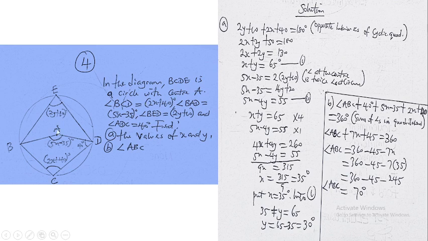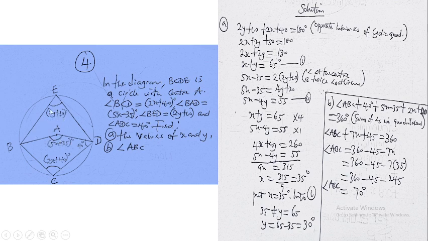Let's go back to the question so that we can find another equation. You also agree that there's a relationship between angle BAD and angle BED. What is the relationship? The angle at the center is twice the angle at the circumference. That means our 5x minus 35 should be equal to 2 into bracket 2y plus 10.